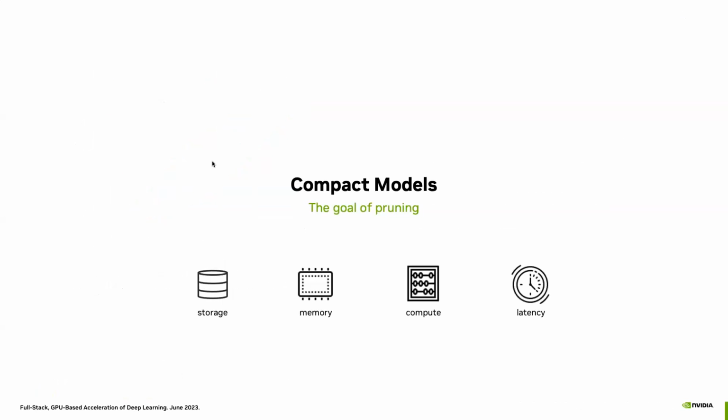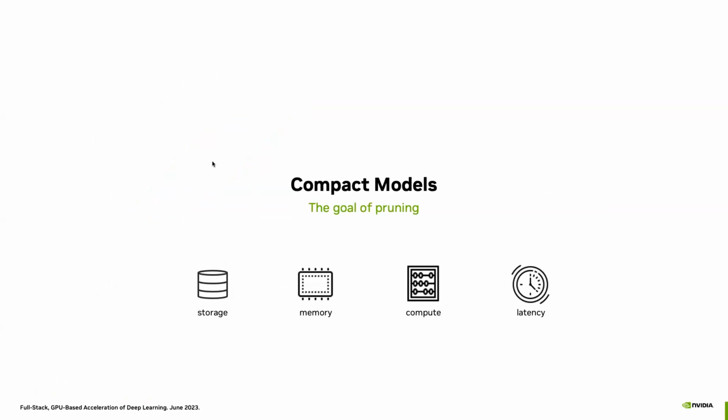Okay, now let's recap our goal of getting a compact model. You may want to fit the model onto a small device with limited storage or memory, or you may want to reduce the compute or the power. This might be easier to achieve, because the memory will definitely decrease linearly when you prune some parameters or neurons out.